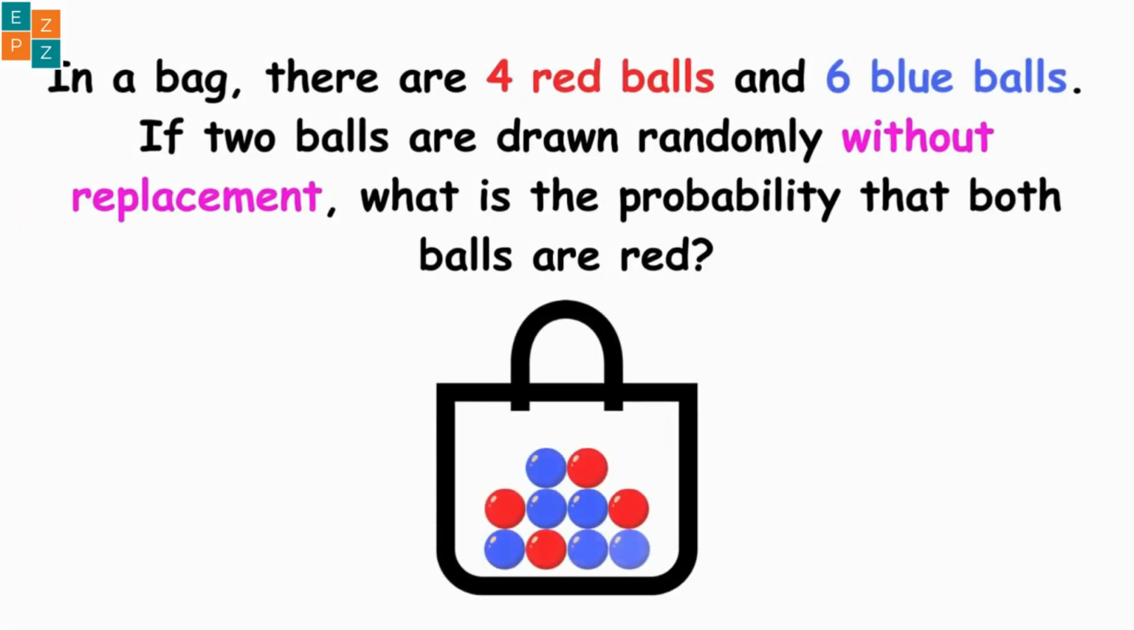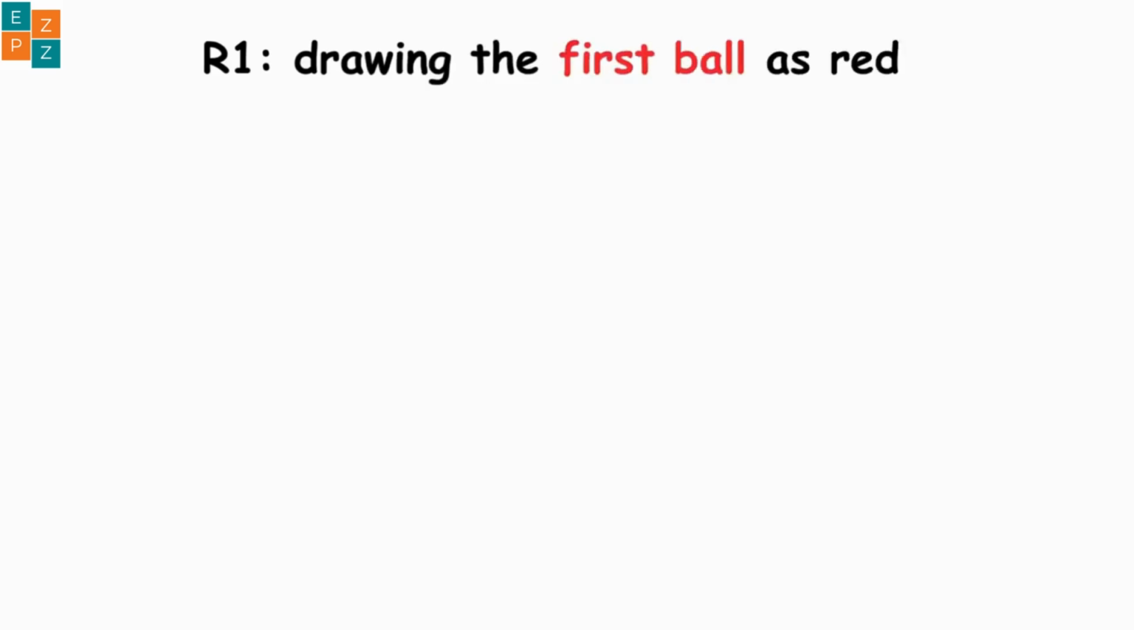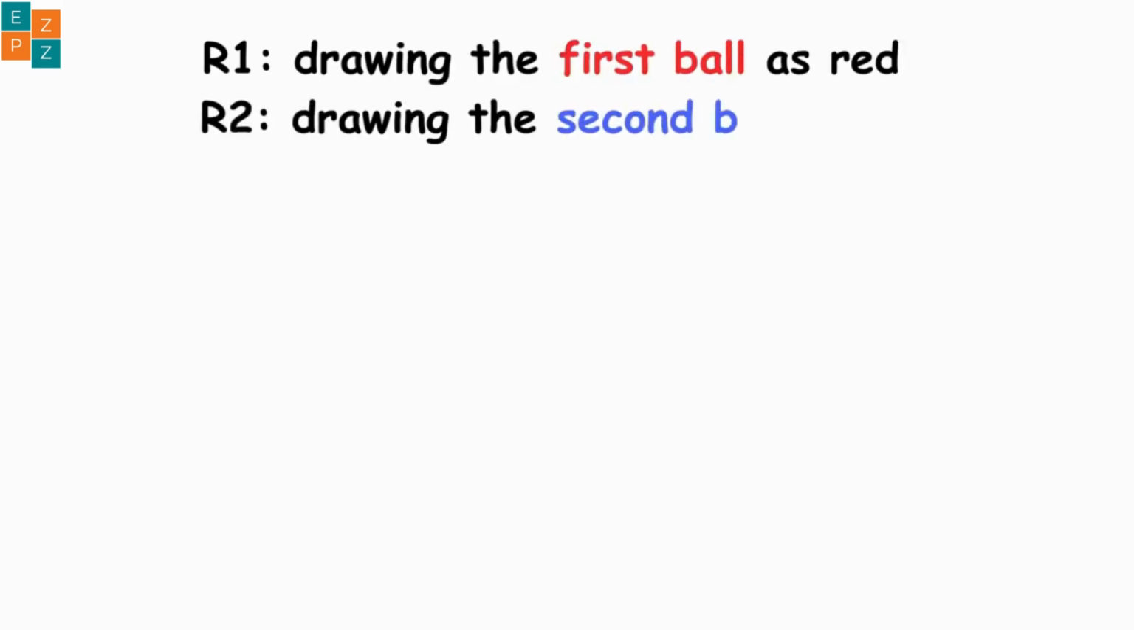In a bag, there are 4 red balls and 6 blue balls. If 2 balls are drawn randomly without replacement, what is the probability that both balls are red? Let's denote the events. R1 is drawing the first ball as red and R2 is drawing the second ball as red. We want to find the probability of R1 intersection R2, the probability of both events happening.